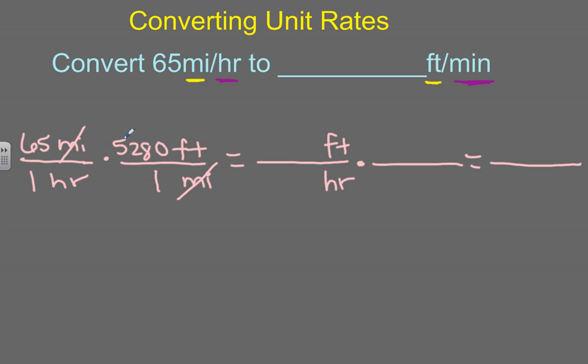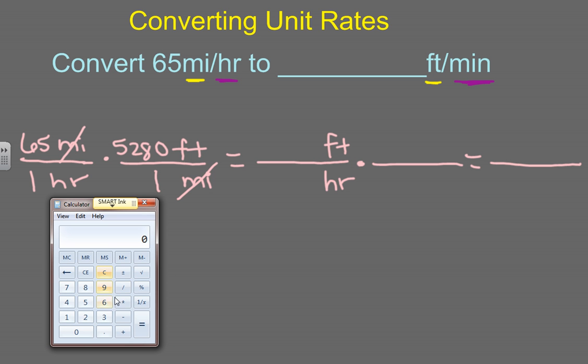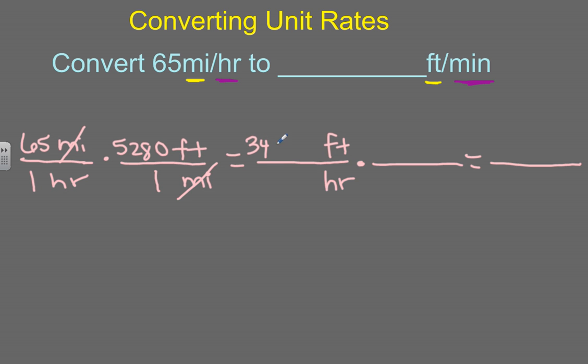So now I can go ahead and multiply across. So I'm going to have 65 multiplied by 5,280 feet, and I'm going to come up with 343,200 feet, and then 1 times 1 just gives me 1 hour. So I'm done with my miles to feet now. I have my feet here, and then I need to convert from hours to minutes now, because I have that first part, check that off, I'm done with that.